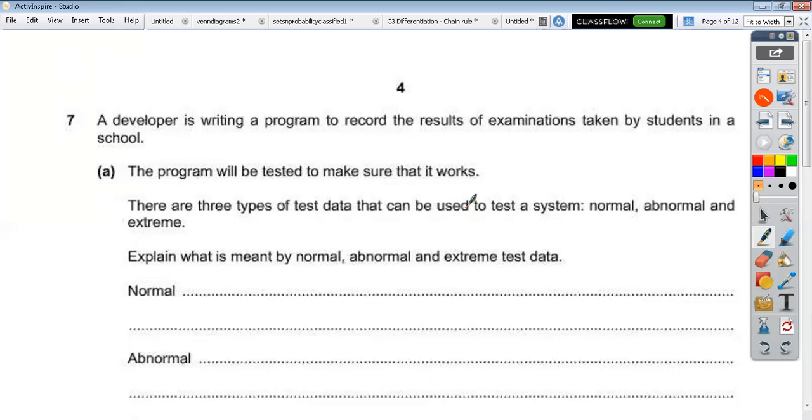If I'm recording ages of secondary students in a database, maybe to bring it closer to home here, and I say the age is from 12 to 19, so let's say from Form 1 to 6 here. What will be an example of normal data from that age range? Which age will be normal data if I want to enter those ages, and my restriction is 12 to 19 inclusive? So what will be normal data?